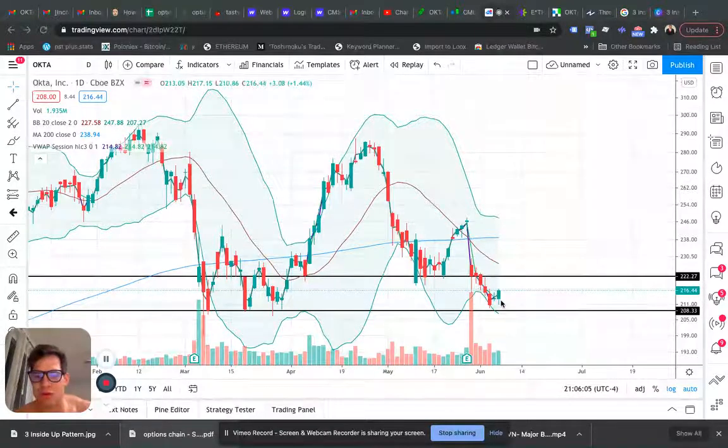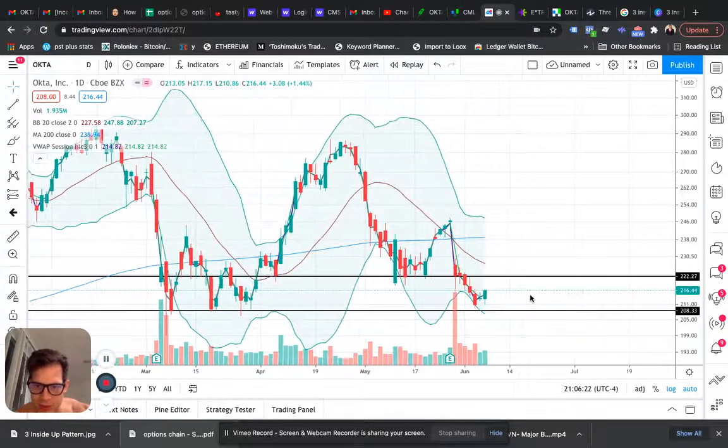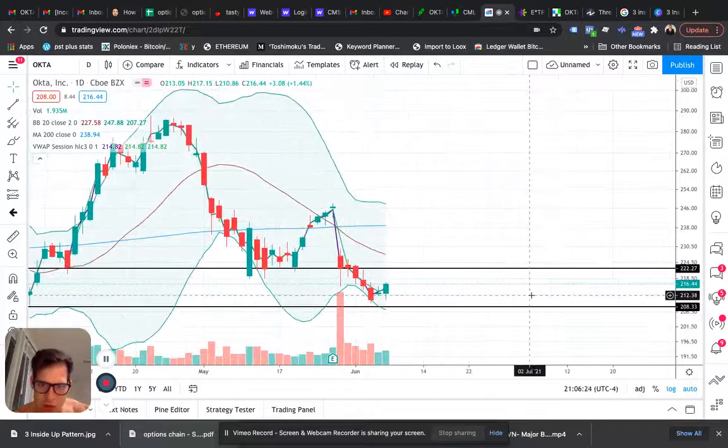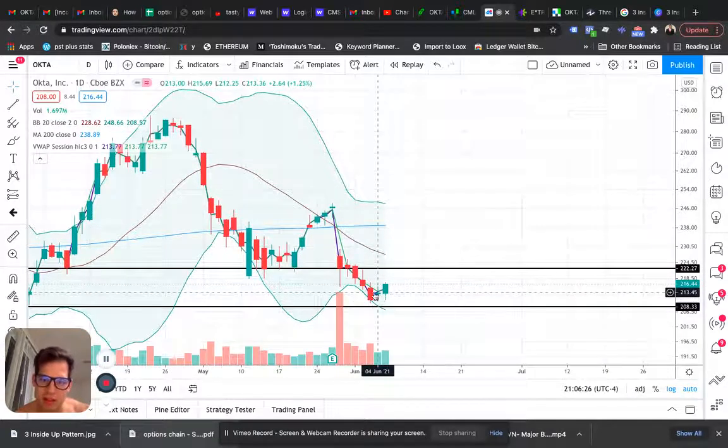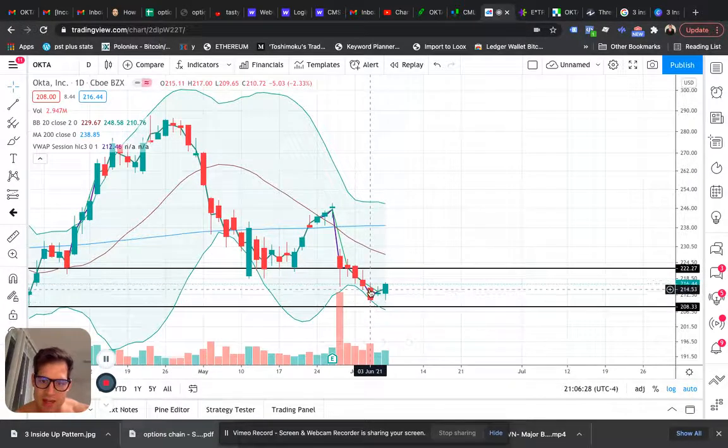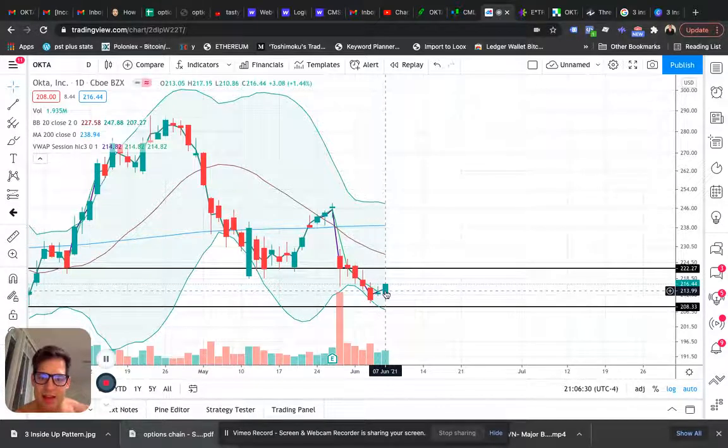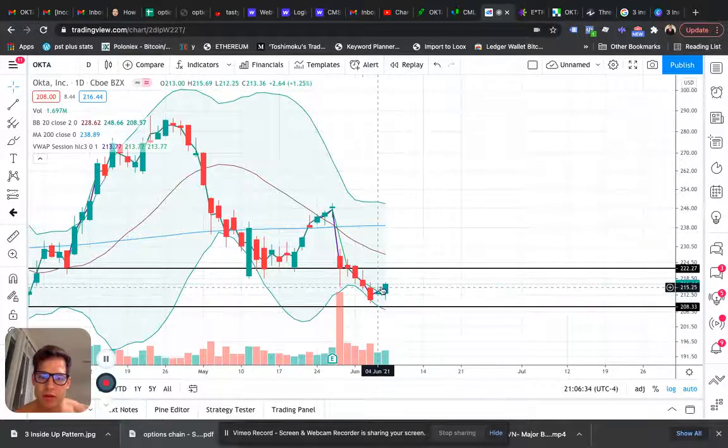We have what's called the 3 inside up bullish reversal candlestick pattern. What exactly is the 3 inside up pattern? Well, it starts with a down candle followed by a green candle that's contained within that red candle. If we click here, you can see we had our red candle here, and the green candle's body is contained within the body of the red candle. Then the next day we have a green candle that closes above both candles.